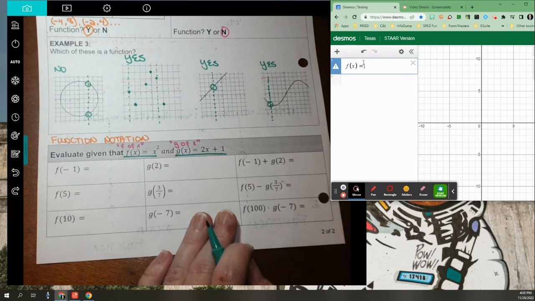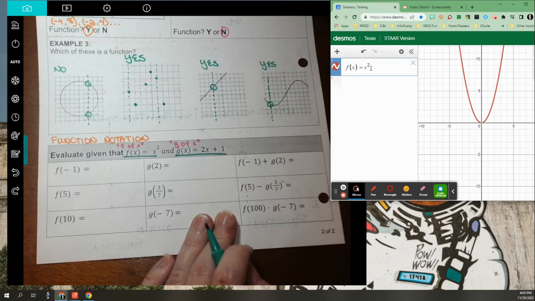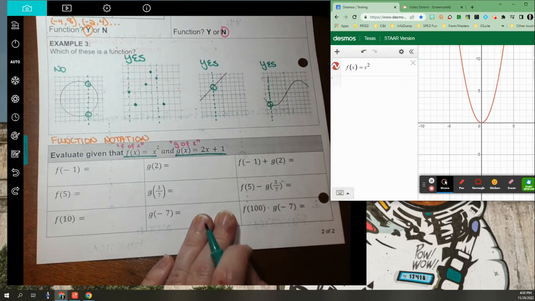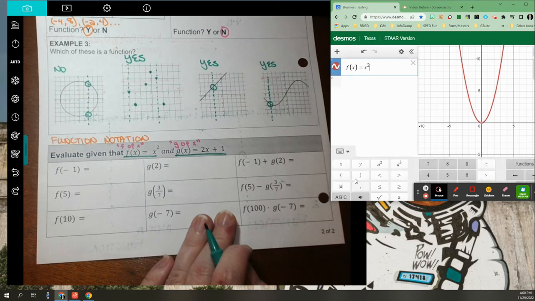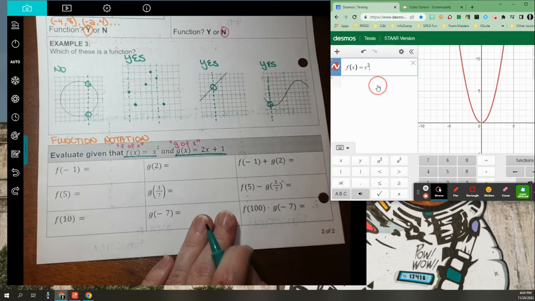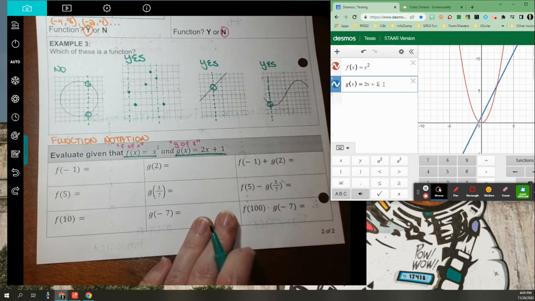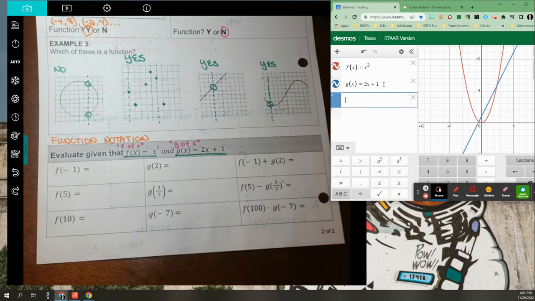So I can say, okay, Desmos, f of x equals x squared. To get that exponent, you can either use shift 6, which gives you an arrow up, or you can use your happy little keyboard over here, you would use a squared. Okay. So now I need to tell it what g of x is. G of x, not c, x. G of x is 2x plus 1.